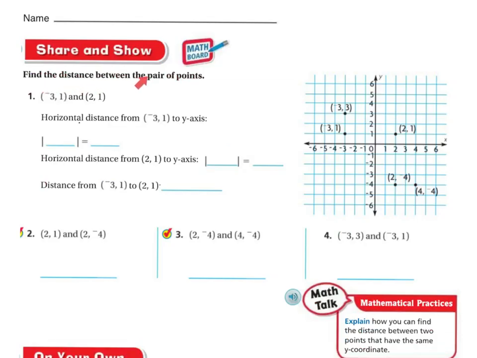Okay, find the distance between the pair of points. So we have negative 3, 1 and positive 2, 1. The absolute value of negative 3 is 3. So the horizontal distance from 2, 1, the absolute value of 2 is 2. So the distance from negative 3, 1 to 2, 1 is 3 plus 2, which is 5, because we're looking at this one right here. 3 plus 2.